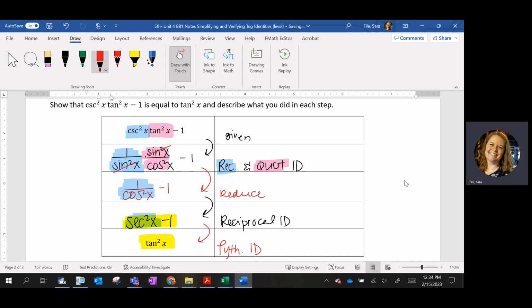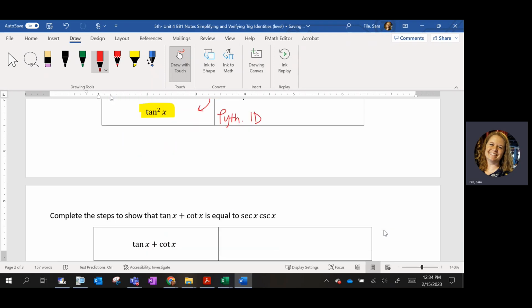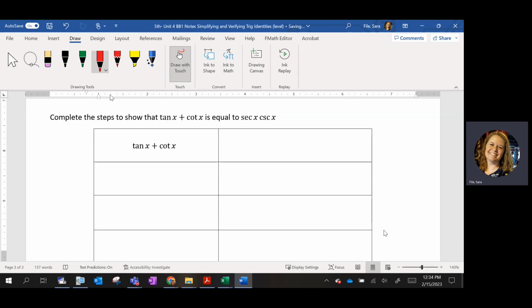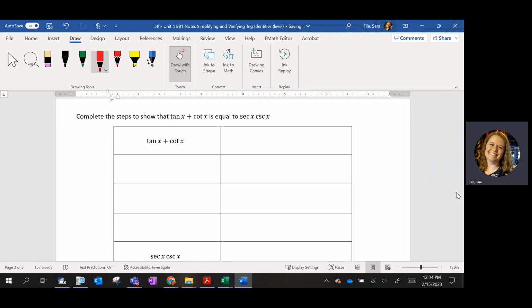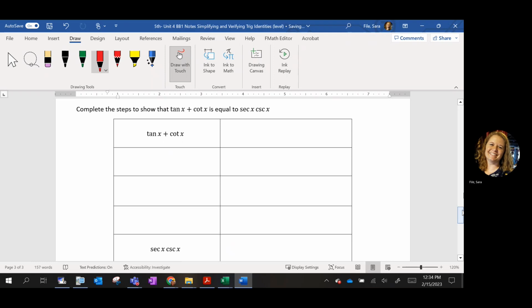Does that make sense how we did that? Okay. Let's do one more with the table to help guide us. We've got tangent of x plus cotangent of x, and we want to prove that that is the same as secant of x times cosecant of x. So we've definitely got to get rid of this plus. There's no plus in what we're working toward, right? So we're going to have to combine these somehow.